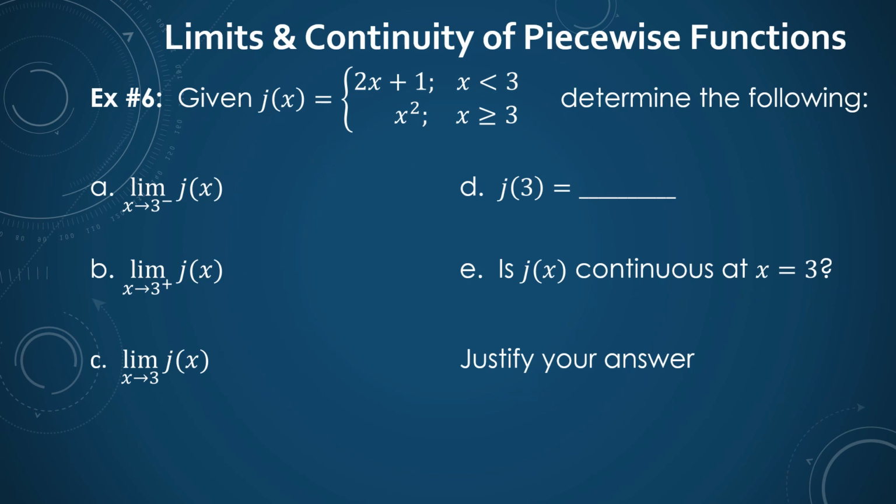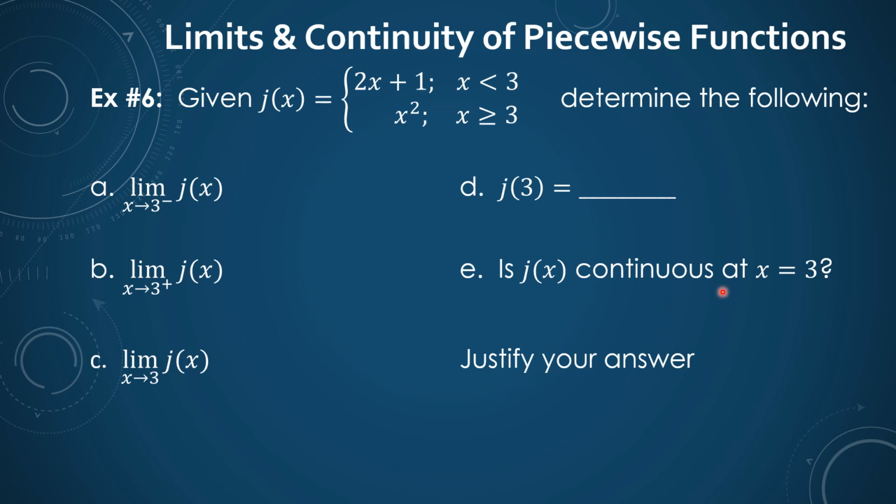Alrighty, number 6, another piecewise function. We've got several questions for this one. Given j of x is 2x plus 1 when x is less than 3, and x squared when x is greater than or equal to 3. Determine the left, right, and overall limit as x approaches 3. Evaluate j of 3. Determine if j of x is continuous at x equaling 3, and then justify your answer. Okay, take a moment and try this and see how you do. Press pause, come back in a minute.